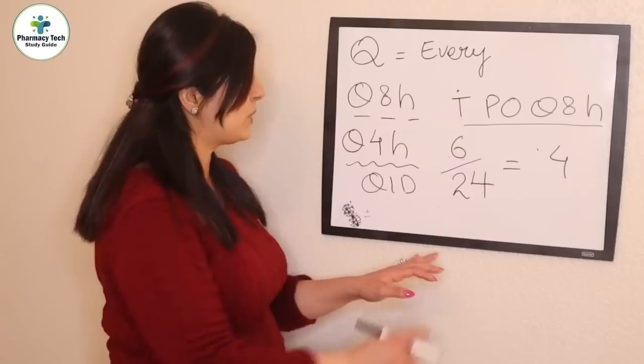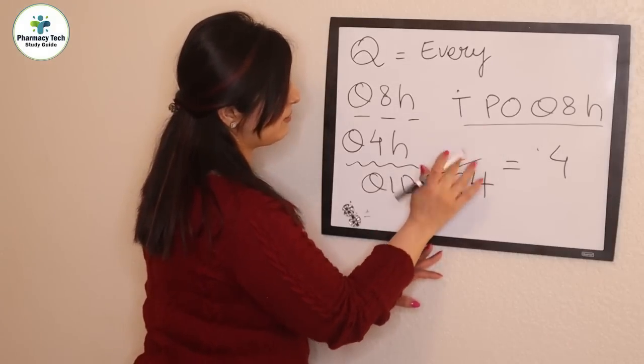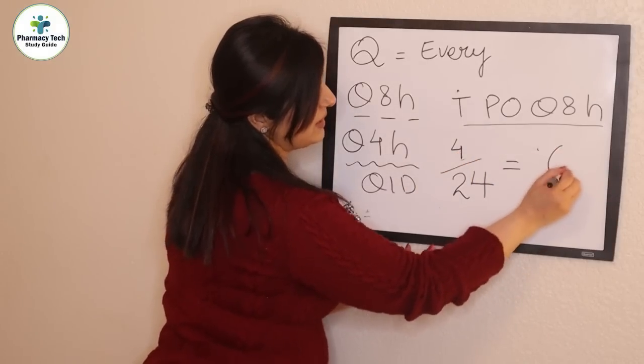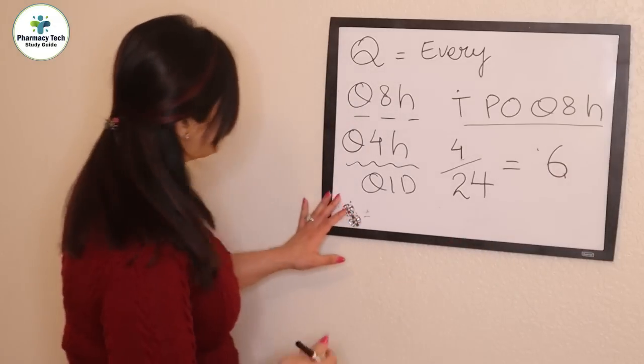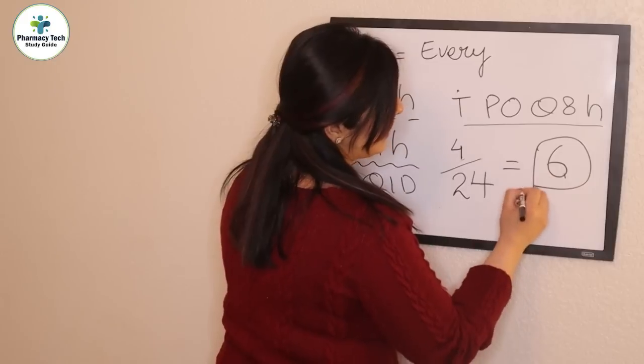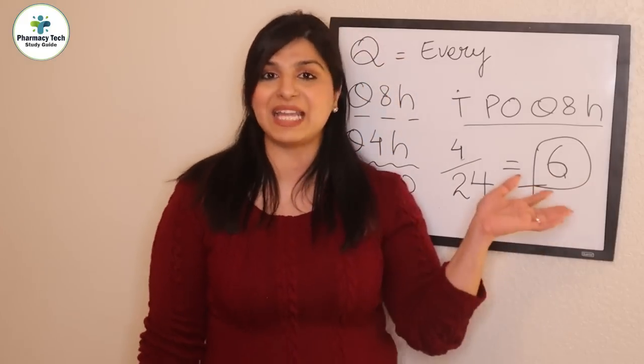So what would be the frequency in that case? We're going to simply divide 24 by 4, and that comes up to be 6. So in this case, every 4 hours means a patient is to take their medication 6 times a day.